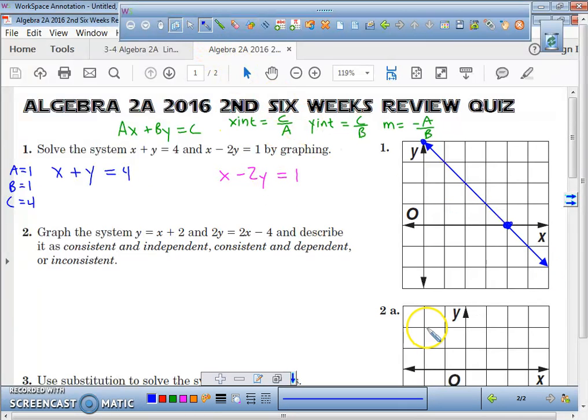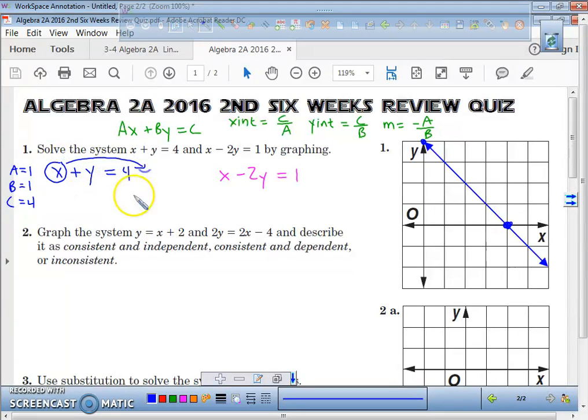Now, if you don't like that method, and you like to change things to slope-intercept form, you could take this x and move it across the equal sign, and that gives you y equals negative x plus 4. If you like slope-intercept form, that's great. What's your slope? Negative 1. What's your y-intercept? Positive 4.